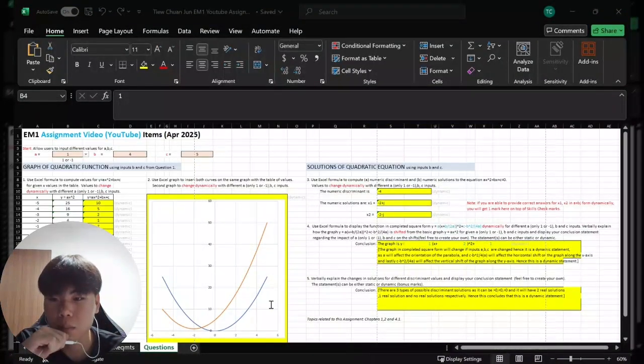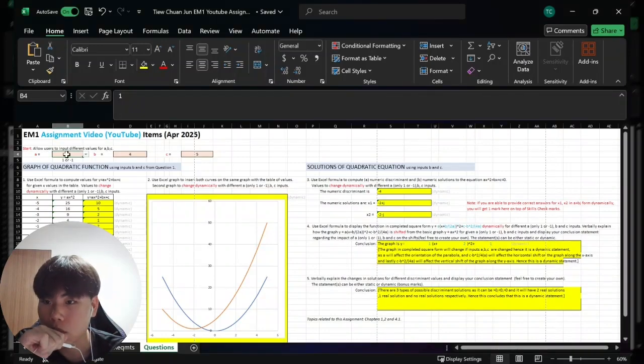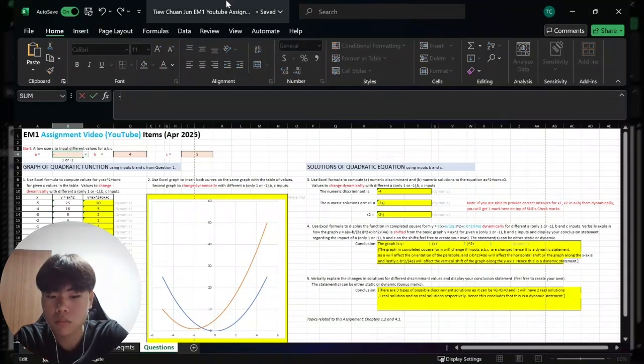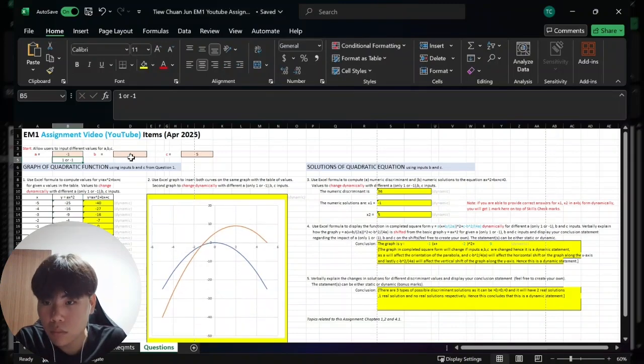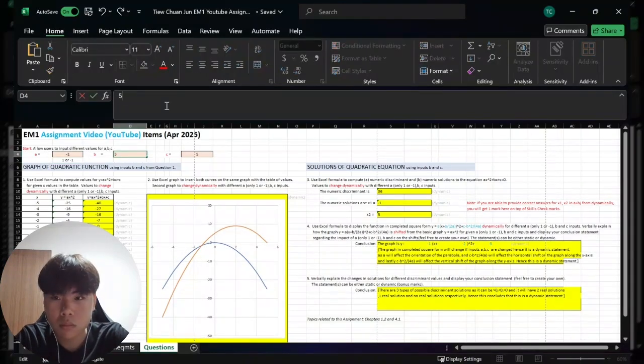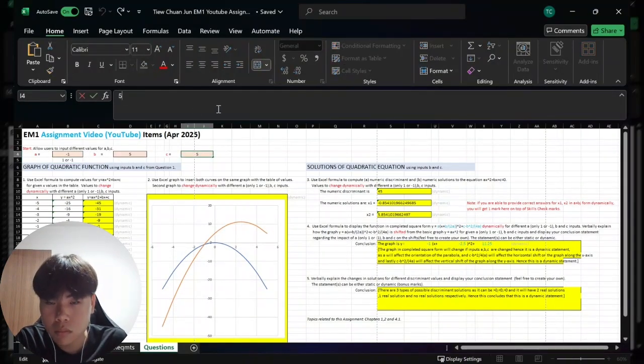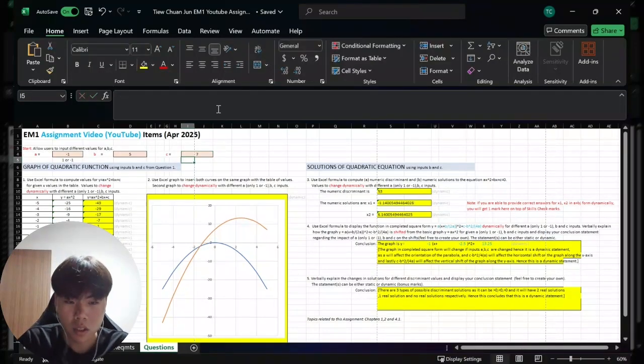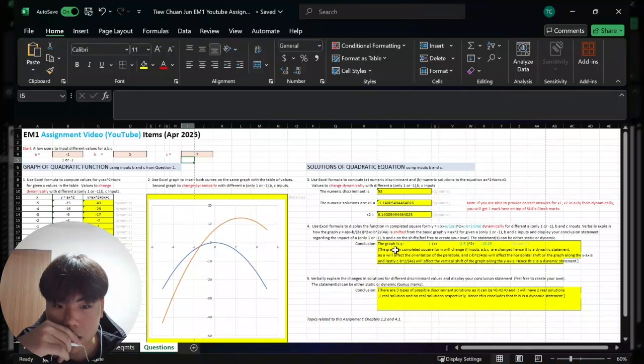So here's an example demonstrating how the discriminant and the value within the completed square formula all change dynamically when I alter the inputs A, B, and C. As you can see, everything changed dynamically from the discriminant and the formula.